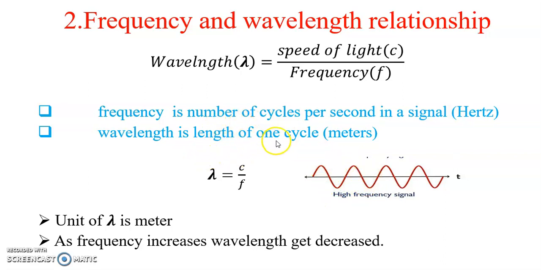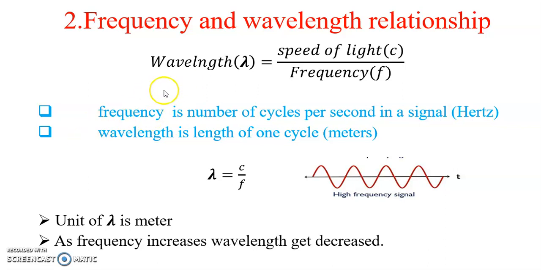The next one is wavelength. The length of one cycle, that is from here, one positive and one negative half, one complete cycle. The length of one complete cycle is known as wavelength. That is usually measured in meters. Now we'll see the relationship between the frequency and wavelength. Wavelength is denoted as lambda, which is equal to the speed of light divided by the frequency. So lambda is equal to c by f.